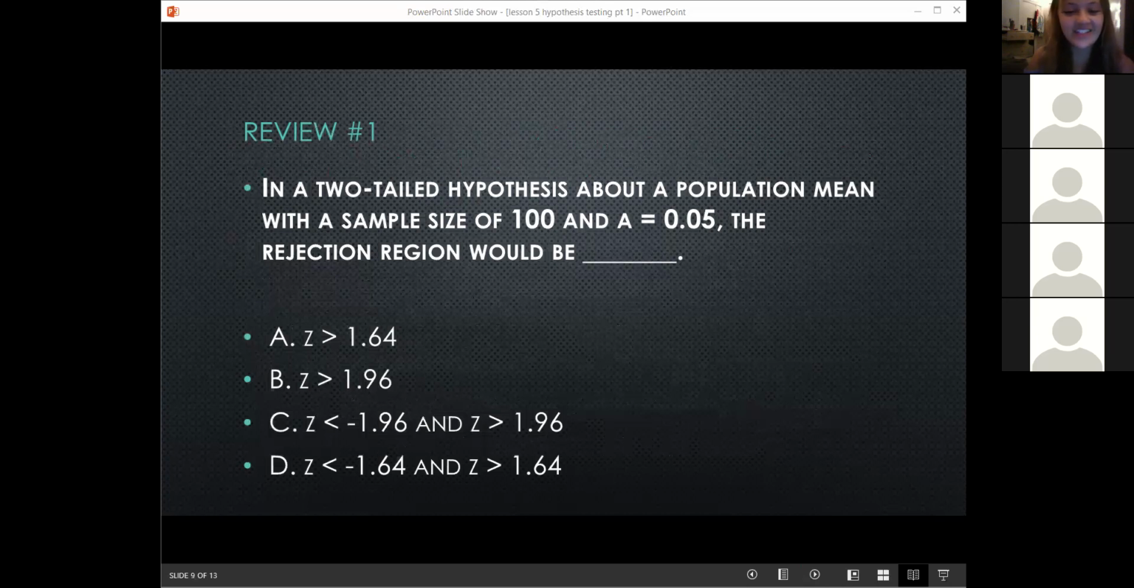All right, so let's try this review question. In a two-tailed hypothesis about a population mean with a sample size of 100 and alpha equaling 0.05, the rejection region would be what? Go ahead and try this one out and let me know what you think.